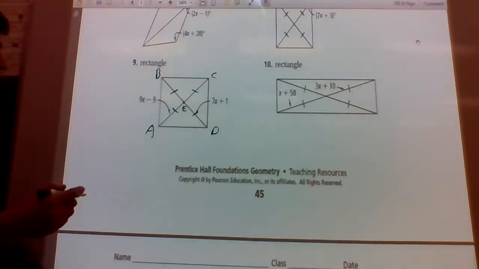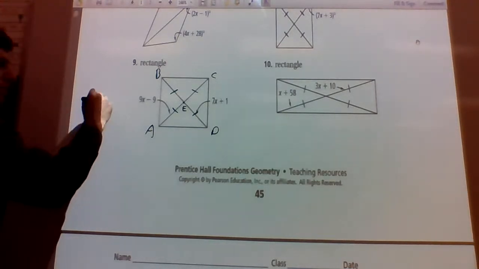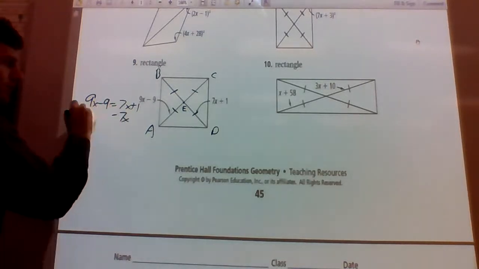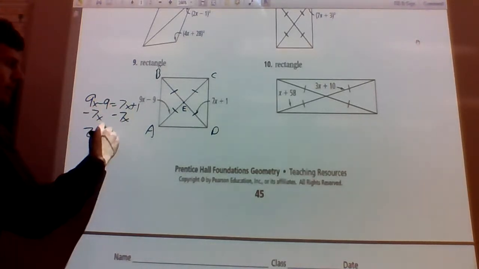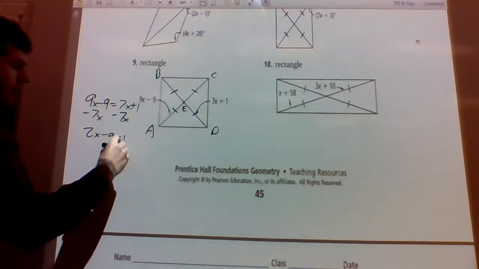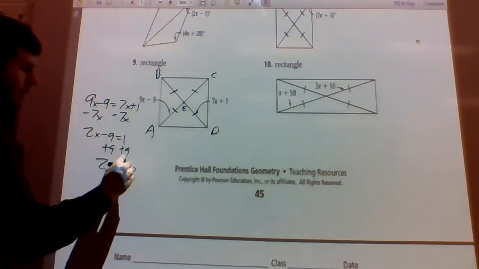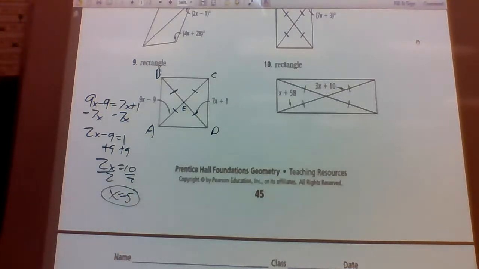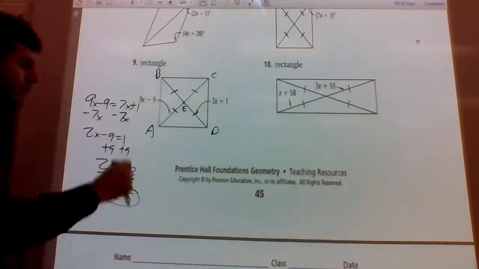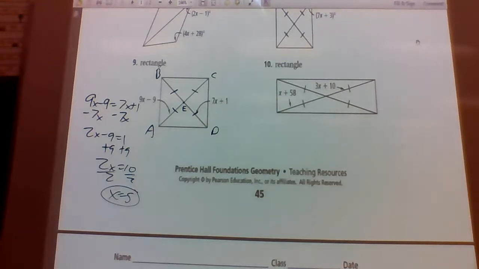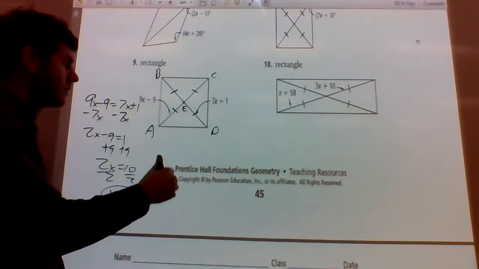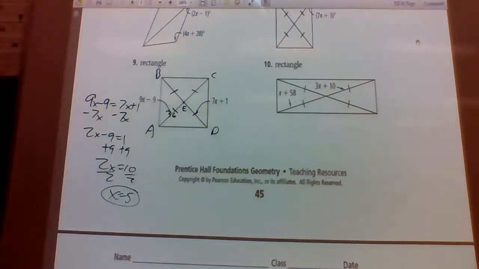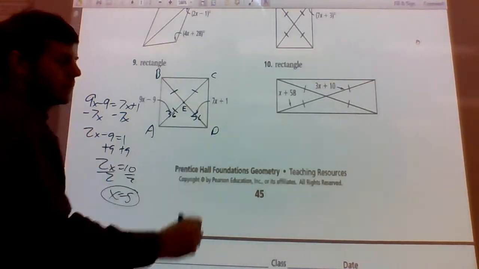So this is going to allow us to say 9x minus 9 equals 7x plus 1. Subtract 7x from both sides. 2x minus 9 equals 1. Add 9 to both sides. 2x is 10. X is going to be 5. We want to make sure our answer is right. We can substitute it in. 9 times 5 is 45. 45 minus 9 is 36. 7 times 5 is 35. 35 plus 1 is 36.